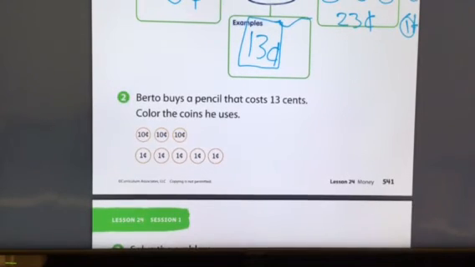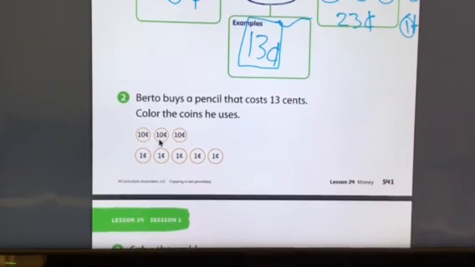Number 2. Berto buys a pencil that costs 13 cents. Color the coins he uses. 13 cents. When I look here, I see 3 dimes because a dime is 10 cents. It says something costs 13 cents. How many coins do I have? 1, 2, 3, 4, 5, 6, 7, 8. Oh, but I only have 8 coins. Does that mean that I don't have 13 cents? Nope. Be careful because this coin is worth, the value is 10 cents.